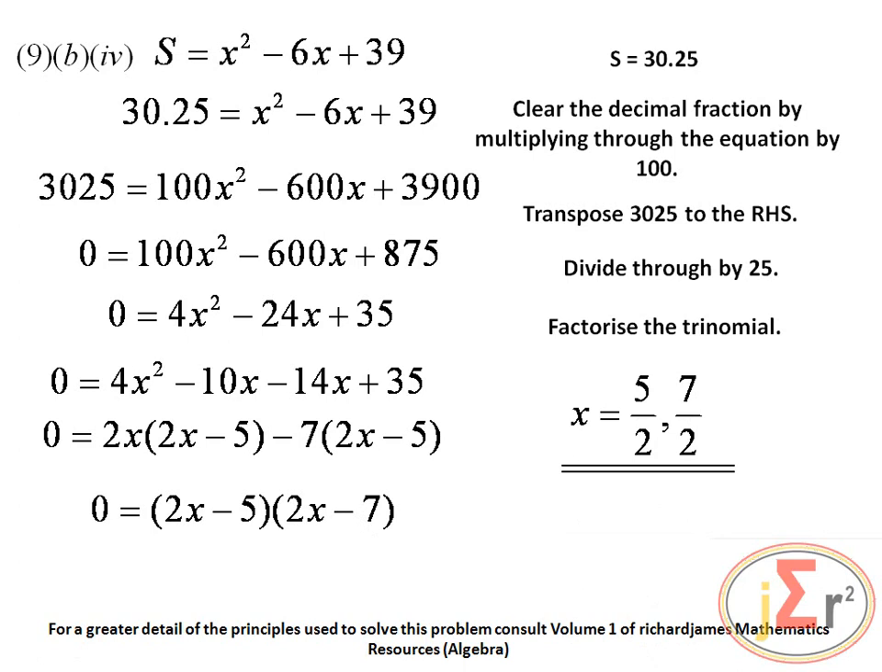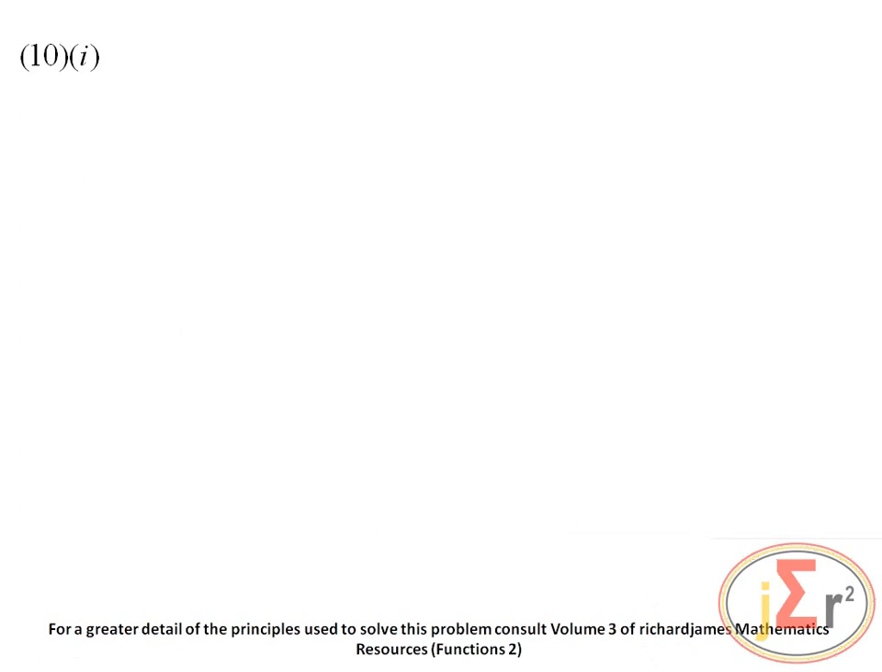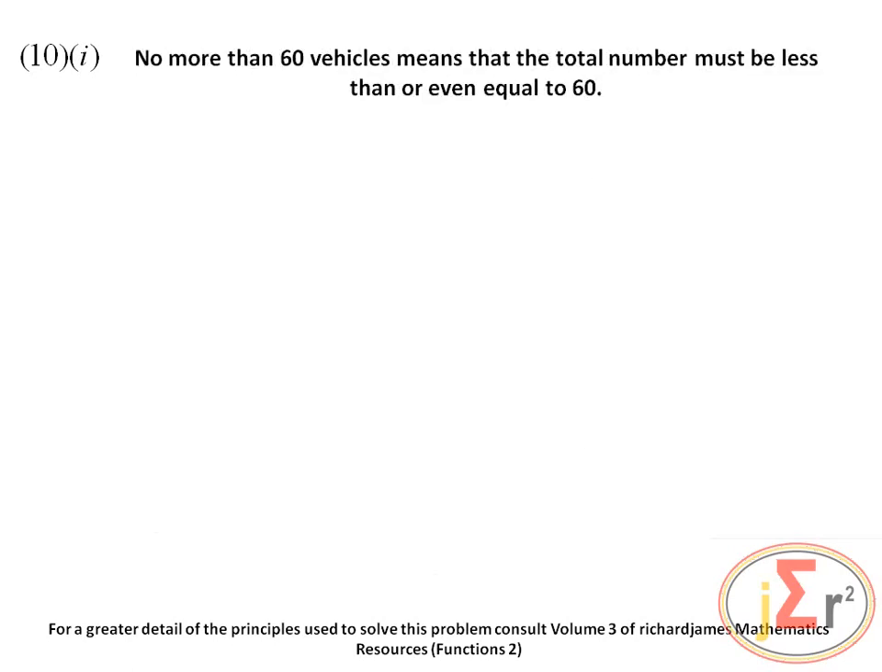Now number 10 is a linear programming problem that says the owner of a parking lot wishes to park X vans and Y cars for persons attending a function. The lot provides parking for no more than 60 vehicles. We are required to write an inequality to represent this information. Do not forget, X is the number of vans and Y is the number of cars. And no more than 60 vehicles. So no more means what? No more than 60 vehicles mean that the total number must be less than or equal to 60. Therefore, the total will be the sum of x and y. So x plus y must be less than or equal to 60.